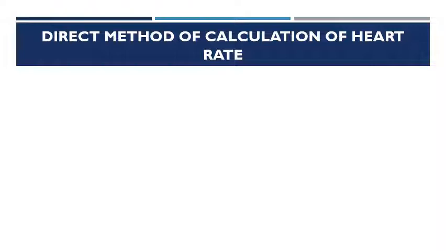The heart rate from ECG is calculated by two means. Number one, direct method. Number two, indirect method. In this slide, we will discuss the direct method of calculation of heart rate from ECG.